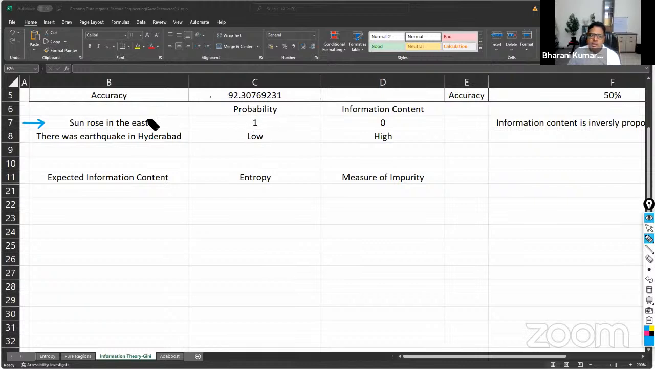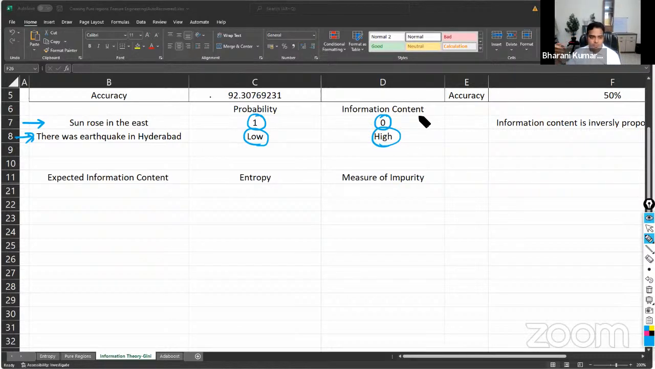So the probability associated with that is 100%, 1, that sun will rise in east. If sun is going to rise in east, and if you really don't value at all that information, then the information contained in that would be 0. But if someone says in a news channel that there was earthquake in Hyderabad, that's a news. What is the probability that there will be earthquake in Hyderabad? Very low. But if it happens, that will become a big news. There'll be a lot of information in it.